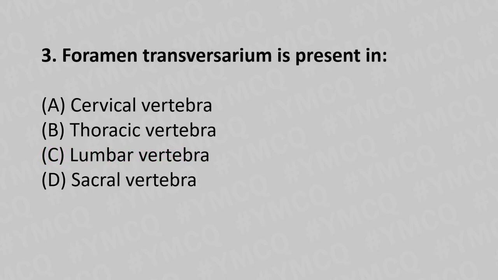Moving to our third question. Foramen transversarium is present in option A, cervical vertebra, option B, thoracic vertebra, option C, lumbar vertebra, option D, sacral vertebra. And the answer is option A, cervical vertebra.